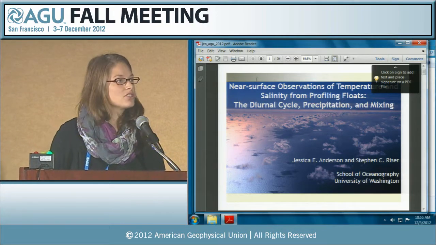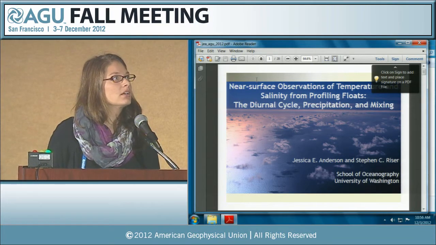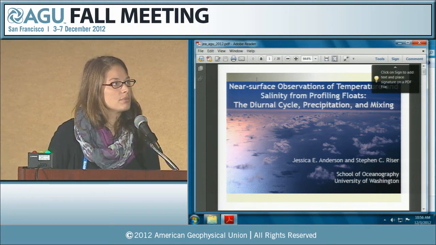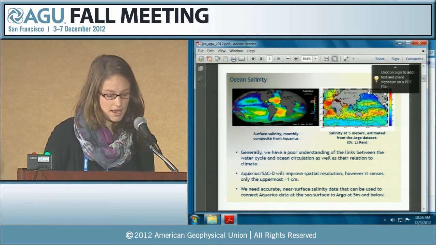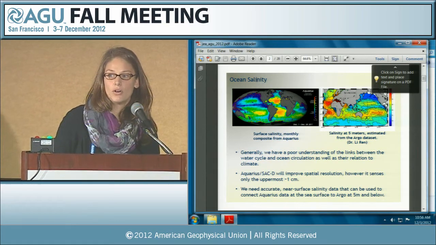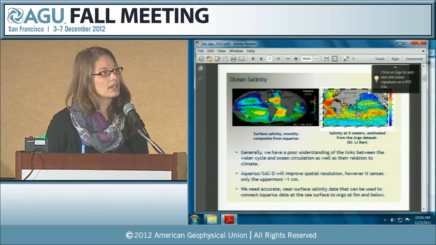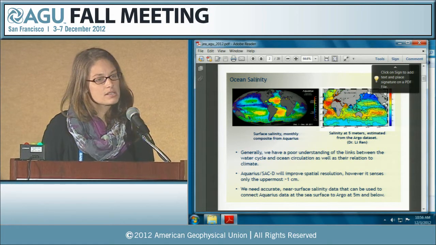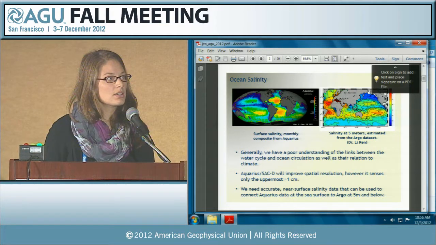All right, so as Gary mentioned, today I'm going to be presenting work that I've been doing with Steve Riser at the University of Washington, looking at the near-surface observations of temperature and salinity from profiling floats. So generally speaking, we've had a poor understanding of ocean salinity, primarily due to a marked lack of high-quality data at the spatial and temporal resolution needed to accurately characterize it. So the network of 3,600 Argo floats has greatly enhanced our understanding of ocean salinity over the past 20 years.